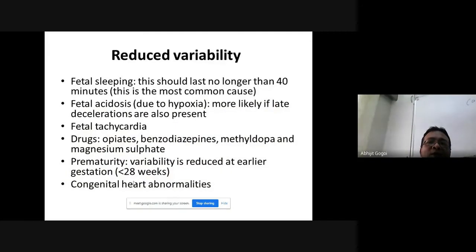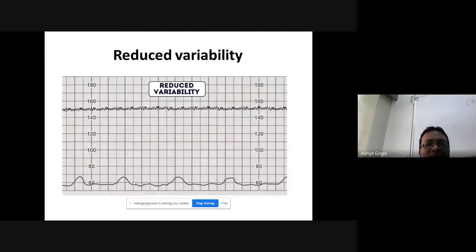We can also find reduced variability. Sometimes during fetal sleep, look, this is the reduced variability. If you see, this is reduced. Let's see the peak. It's at 150 here, and the trough is also 150, almost close. And the next wave is also 150. Look, all the waves are similar. 150, heart is beating, and 150. So there is less fluctuation, meaning reduced variability.